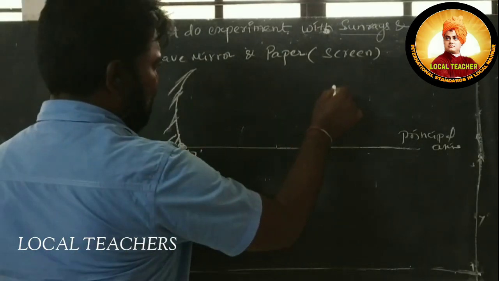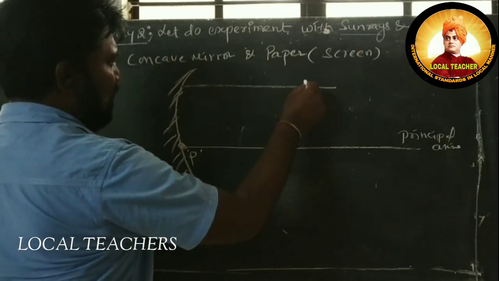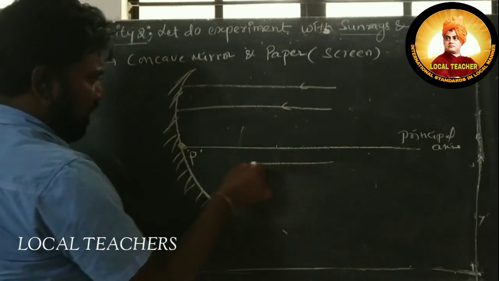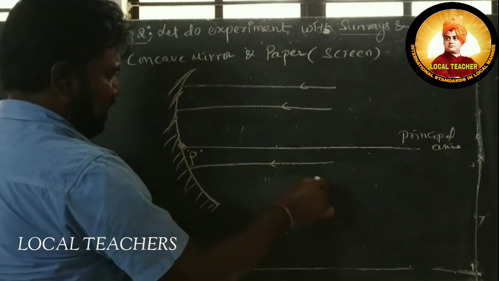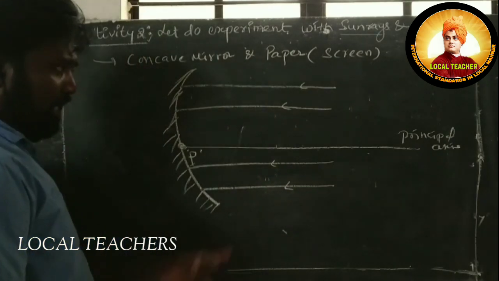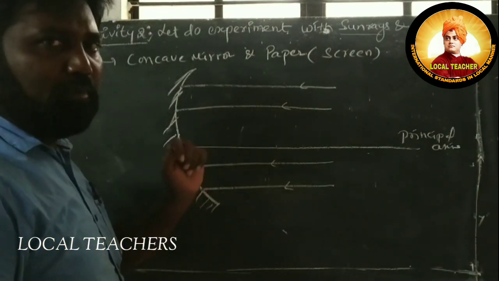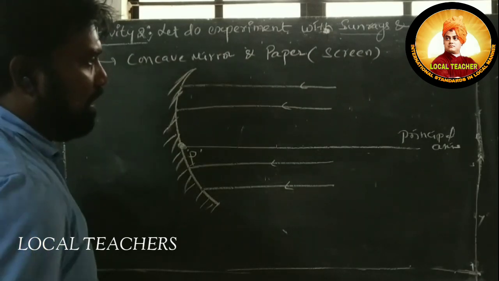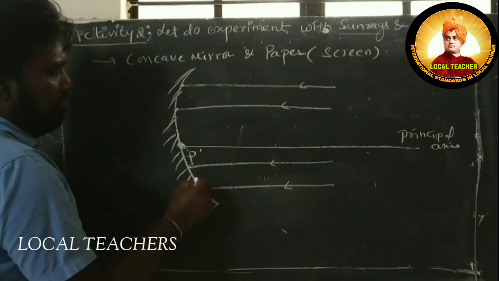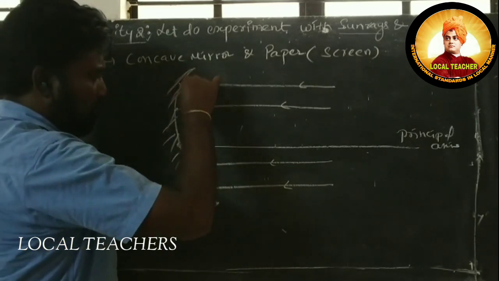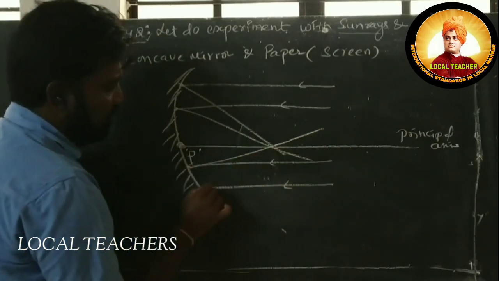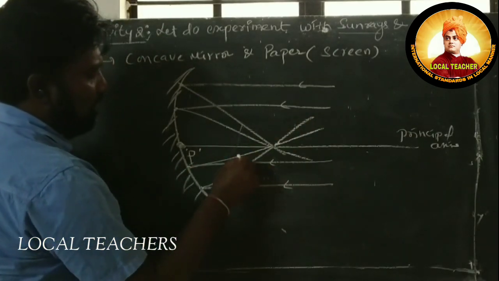Okay. The parallel rays of the sunlight are coming like this. So why we are saying these are parallel rays? So these four incident rays are in parallel with the principal axis. So that we are saying parallel rays. So after incident, these parallel rays pass through a common point. So after reflecting, these pass through a common point.